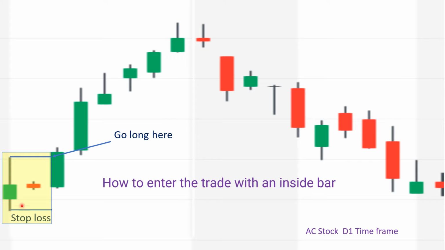Some traders enter the market as soon as the next bullish candle passes the high of the inside bar and put their stop loss below the low of the inside bar. Well, I don't recommend this because of the false breakout.